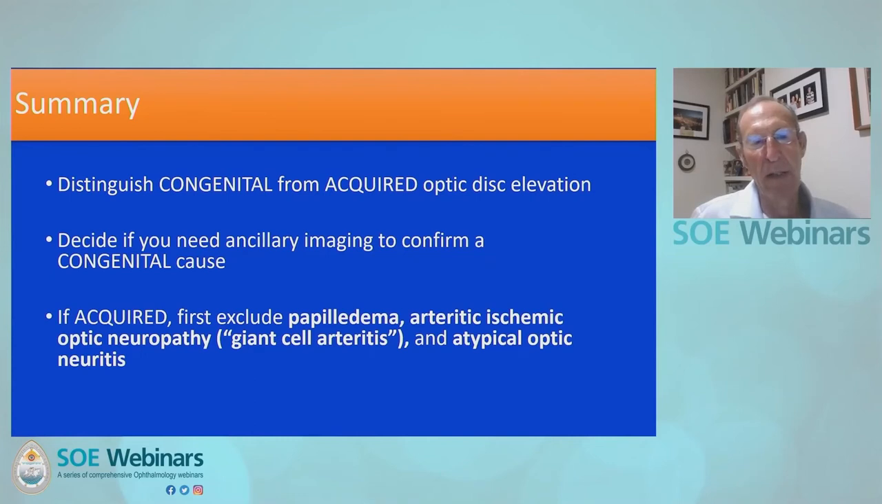If it's acquired, and you really think that it is acquired, you have certain things on the top of your list. Obviously, papilledema is very important, but also arteritic ischemic optic neuropathy and atypical optic neuritis. Those are the big three, and I would say in that order, although with arteritic ischemic optic neuropathy, your job is to prevent further vision loss and other systemic consequences, so early diagnosis is absolutely critical.